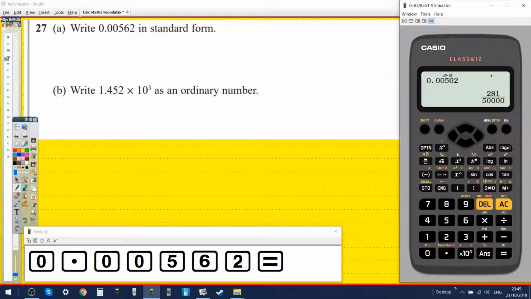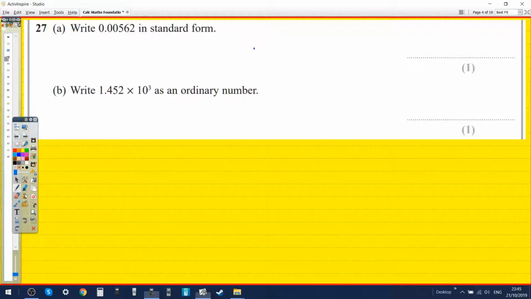That is not the answer. That is a fraction. Press SD. It is a decimal. Look at this thing. 5.62 times 10 to the minus 3. I don't even know what it means. There it is. That is the answer. I don't even know how you do it.